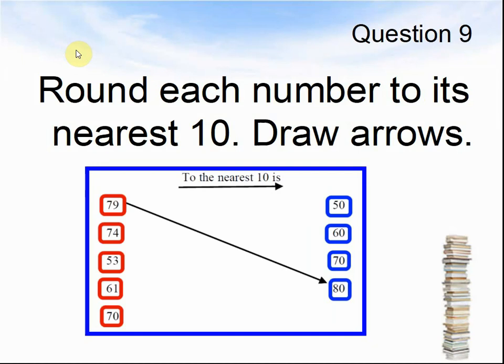So, 79 rounded to its nearest 10 is 80. You now have to say what is 74 rounded to the nearest 10, 53 rounded to the nearest 10, 61 rounded to the nearest 10, and 70 rounded to the nearest 10. Pause the video and answer the question. Here comes the next question.